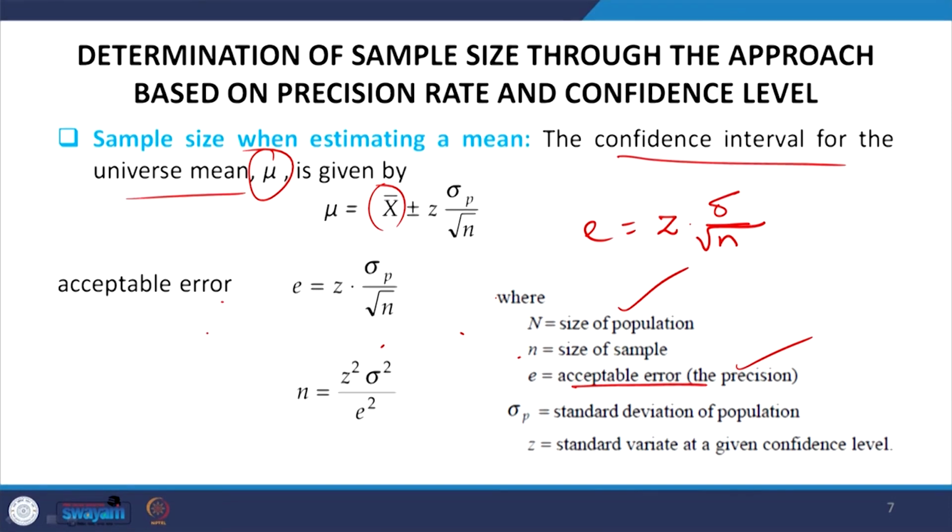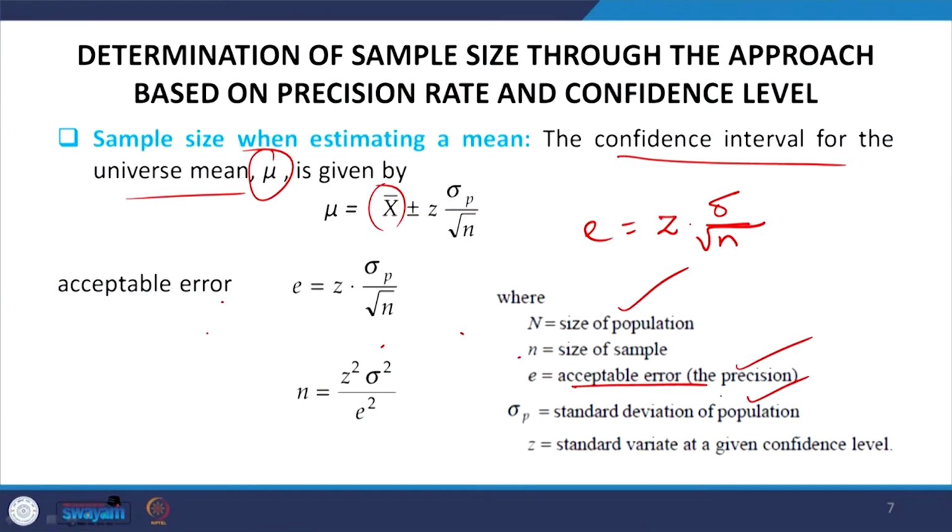Now what do you mean by sigma p here? The standard deviation of the population is called sigma p. So what is required in this equation? We should have certain information about the standard deviation, how the population is actually distributed, okay. What is the approximate value of the distribution of that particular area or the population. So it is the standard deviation of the population, not the sample, and z is the standard variate at a given confidence level. So now if we further adjust it, this equation is given here.